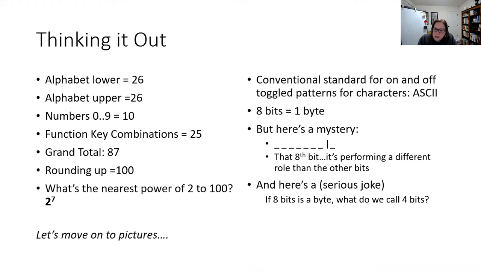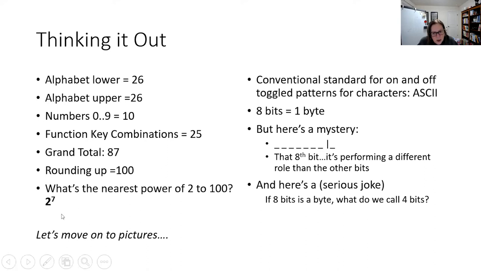And so you probably learned that 8 bits makes a byte. But here's a little bit of a riddle. If we look here, like I'm playing hangman, here's my 7 bits. I can uniquely recognize every character. The on and off toggles for every character is maintained in a standard called ASCII. So I can represent every character, the space bar, the punctuation, the letters, the numbers, etc. I can represent all of that in 7 bits.